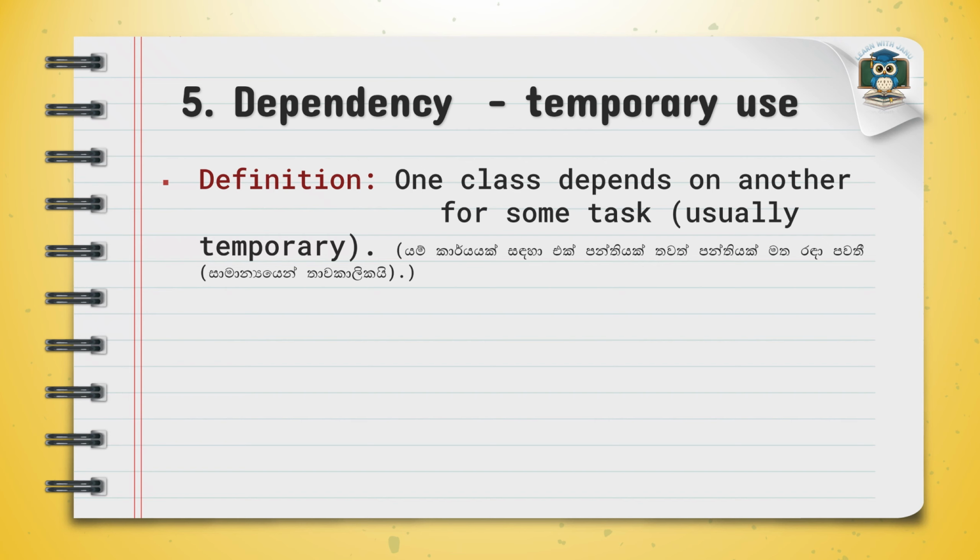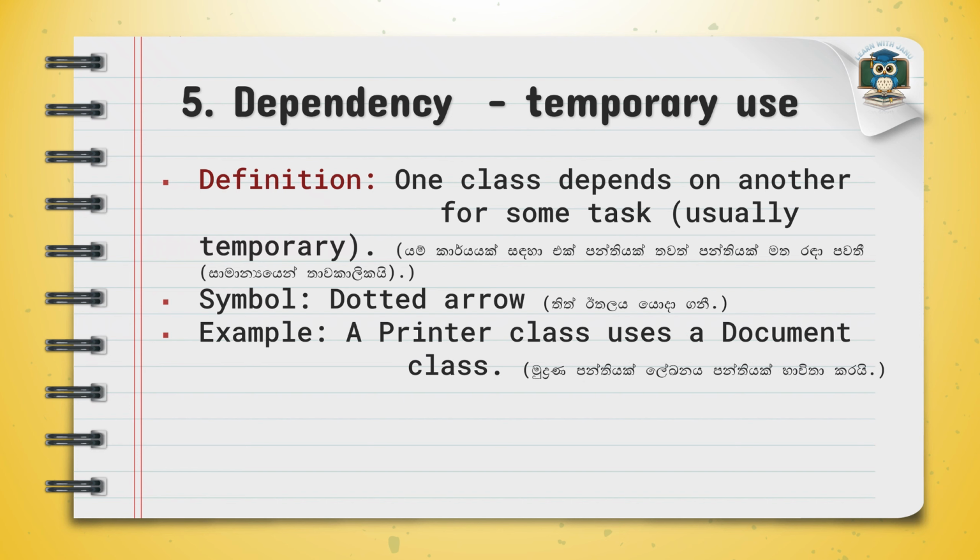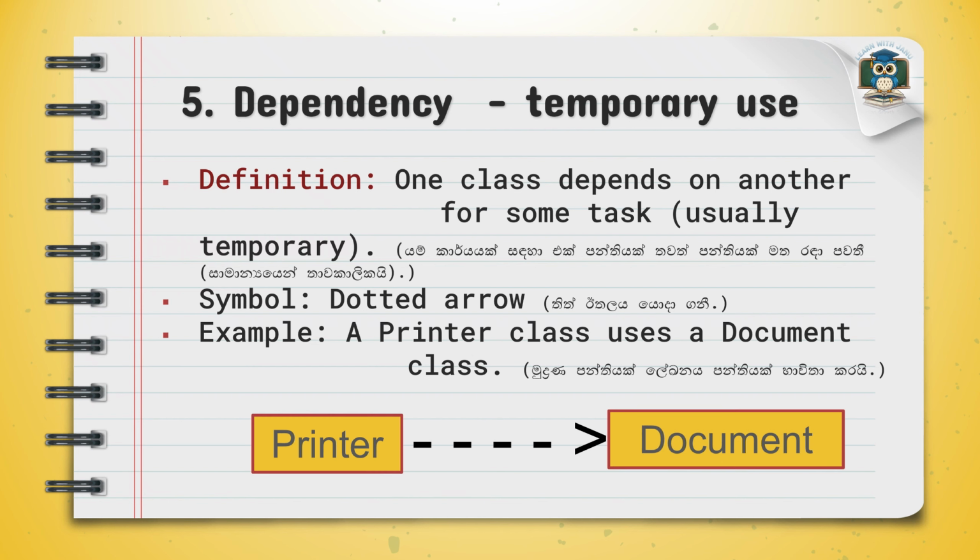So let's see another relationship. The fifth one is dependency. It's a temporary uses relationship. This is the definition of the dependency: one class depends on another for some tasks. Usually it's temporary. We are using dotted arrows for this. This is the example for the dependency relationship: a printer class uses a document class. We are using the printer to print the document.